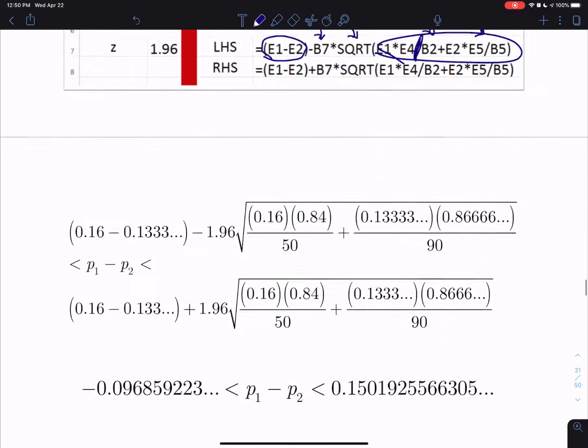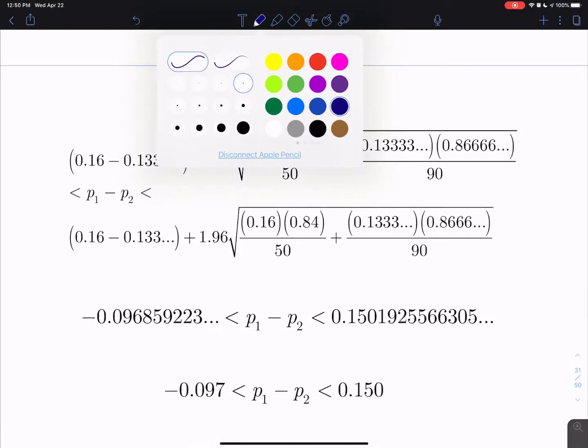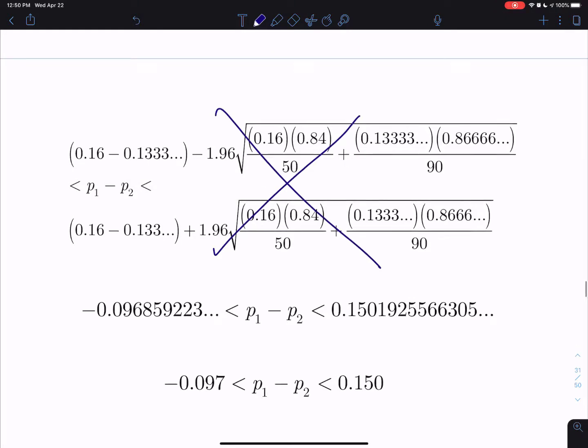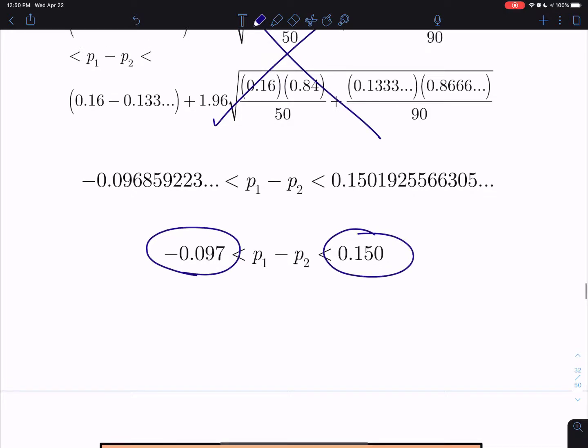Okay, and if you do that, I've shown you how to literally plug it in so you could just visually see it, but this should never be done by hand because you won't get the exact answer. And then these are the final answers you get. So that's how you actually find a confidence interval for the difference of proportions. Thank you.